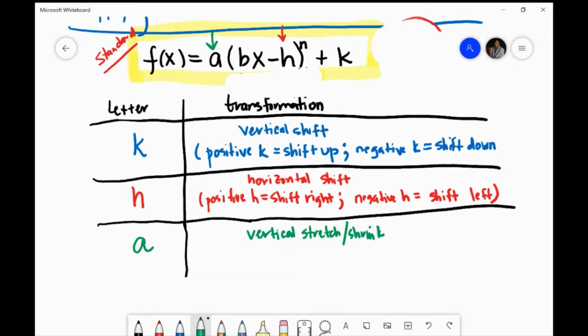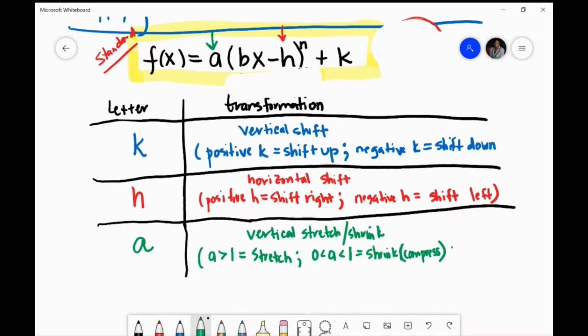Now, if A is greater than 1, what did we say? It's going to be a stretch. Yep. So if the number A is greater than 1, it's going to be a stretch. What if the number was between 0 and 1? It's going to be a shrink. Shrink. And you might see this on the internet, they might say compress. I'm just going to put the word compress right next to it. You might see that word.